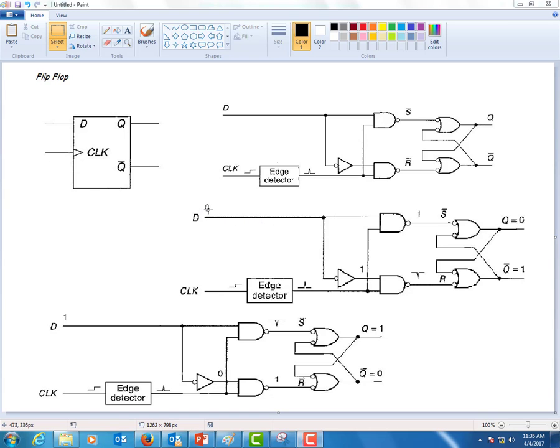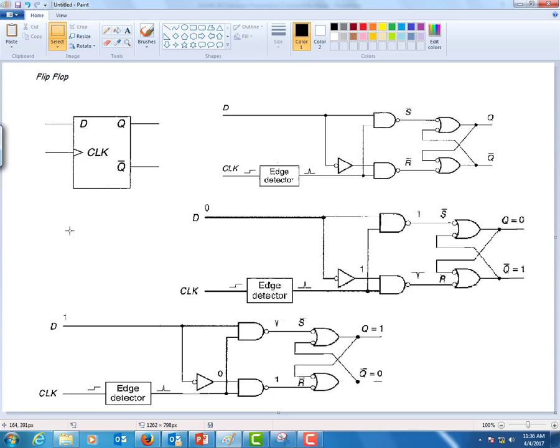So when D is 0, Q is 0. When D is 1, Q is 1. In other words, Q follows D. Remember that. This is the D flip-flop, and the enable is connected to a clock, and you have an edge detector.